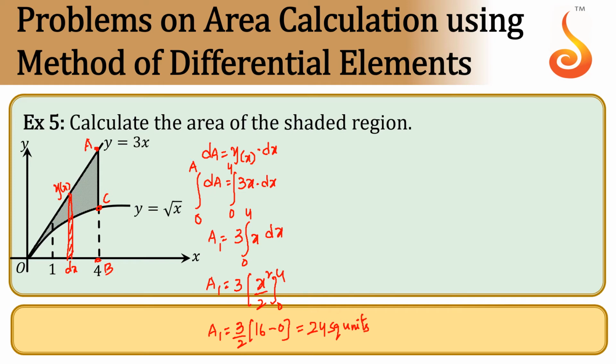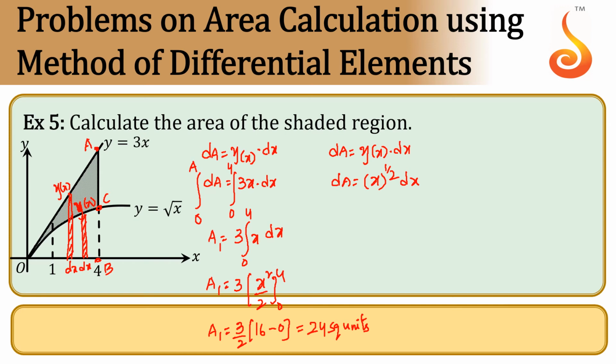And let us calculate the area under OCB. So let me take a small area. Let this width be dx and height be y as a function of x. So we can write, small area is equal to y as a function of x into dx. Therefore small area is equal to y as a function of x, which is root x. Root x is nothing but x power 1 by 2 dx. This is the area of the small part.